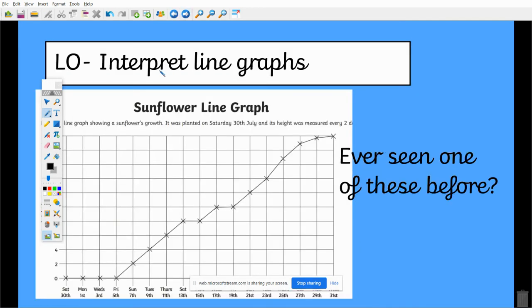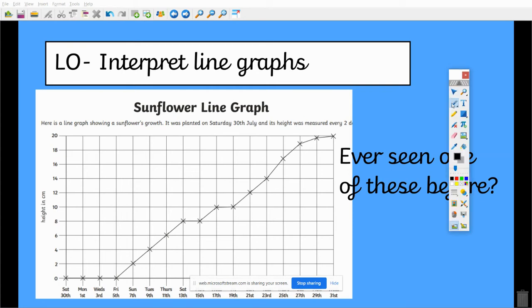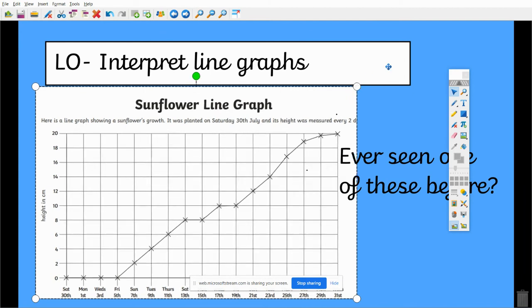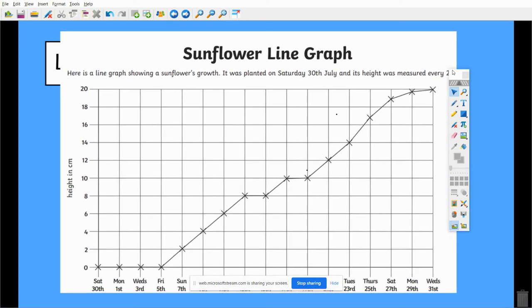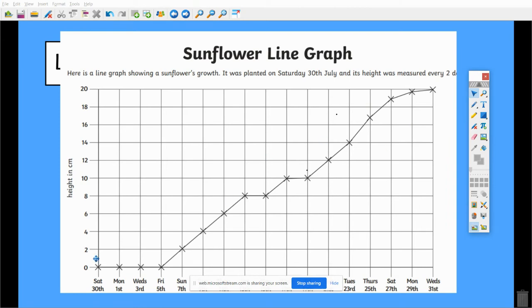Now we've done our starter, we can go on to interpreting line graphs. Now, has anyone ever seen one of these before, a line graph? Different sort of graph that we've never seen before. When I've taught this before, we may have seen a line graph when you have been on TT Rockstars. And when you do a sound check, it will tell you whether you're going up or whether you're going down.